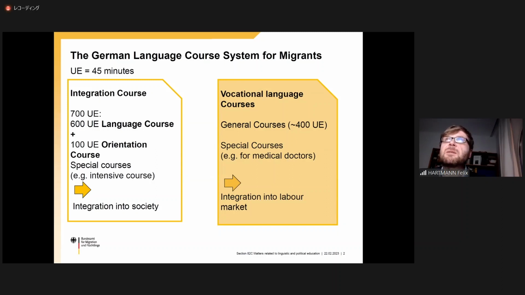The vocational language courses are also split into different types. General courses normally have 400 units and aim at a specific level of language skill. And there are special courses, for example, courses for medical doctors who would like to work in a German hospital. So when I'm talking about orientation courses, keep in mind it's the second part of the integration course, and the integration course aims at integration into society.